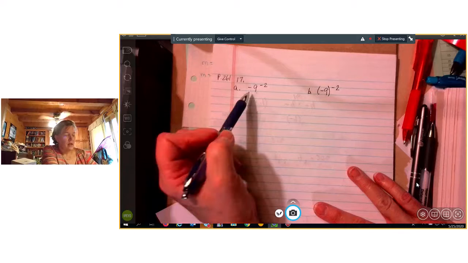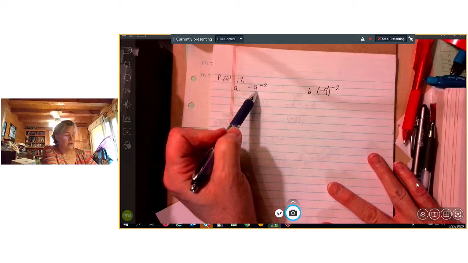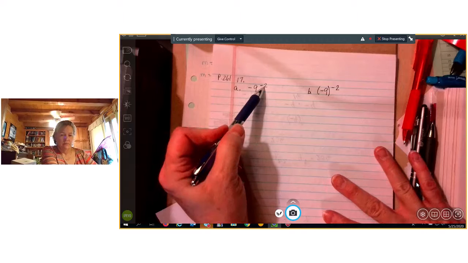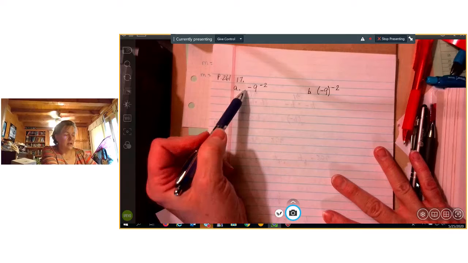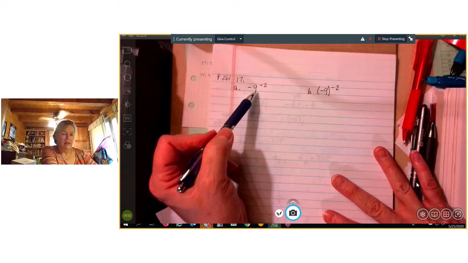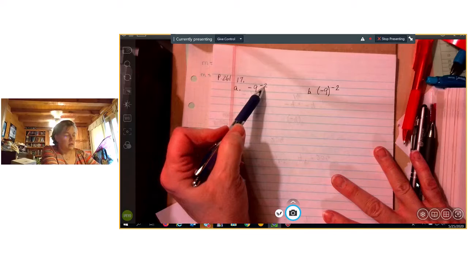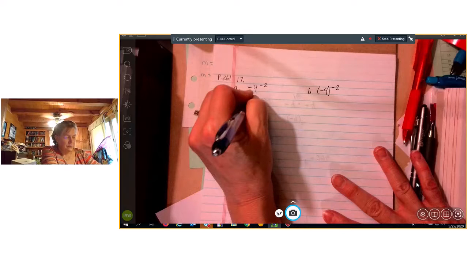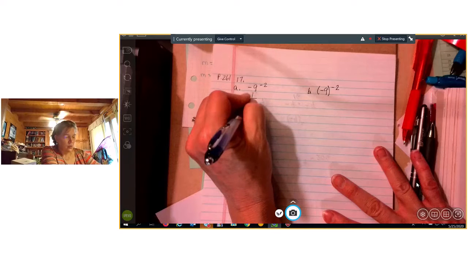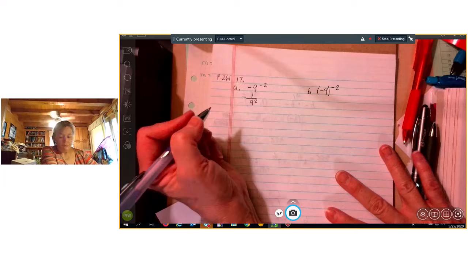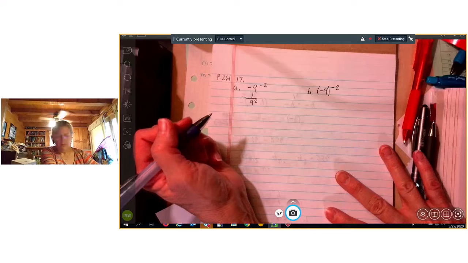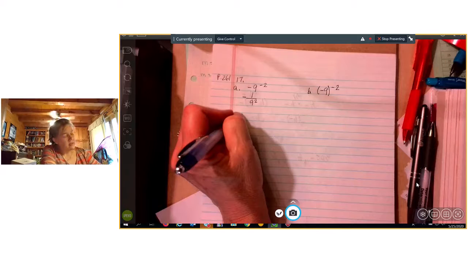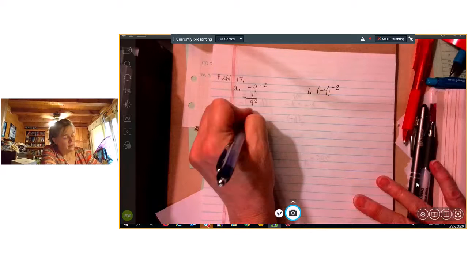So this one, I'm looking at several different things here. First thing I'm looking at is this negative exponent. The next thing I'm going to notice is that I'm only raising this 9 to this negative exponent. So I'm going to have a negative 1 over 9 squared. And 1 over 9 squared is going to give me a negative 1 over 81.